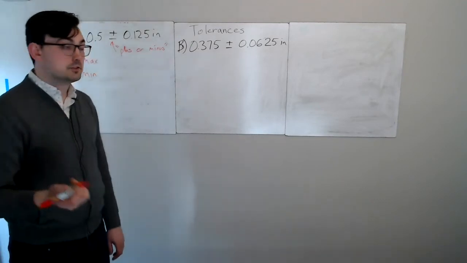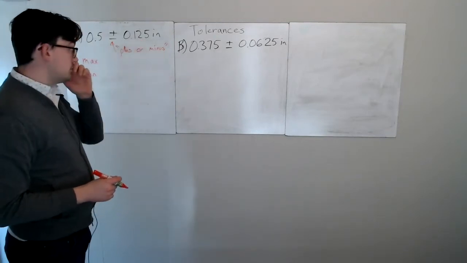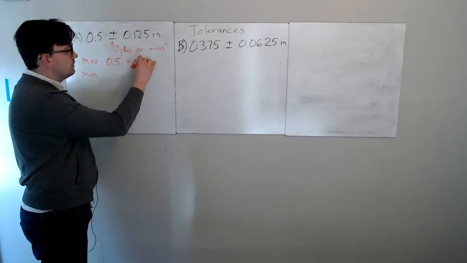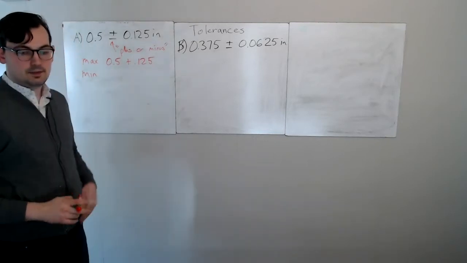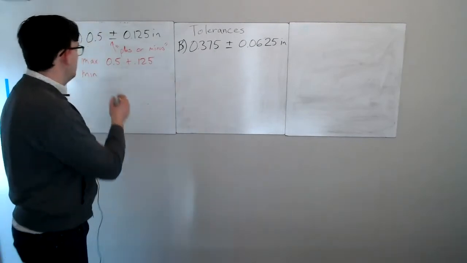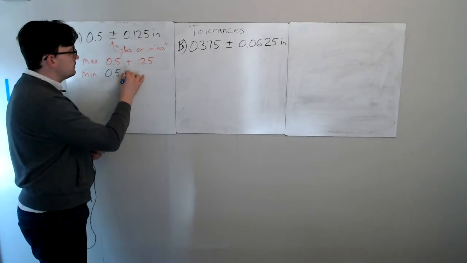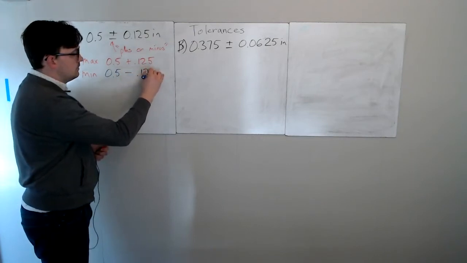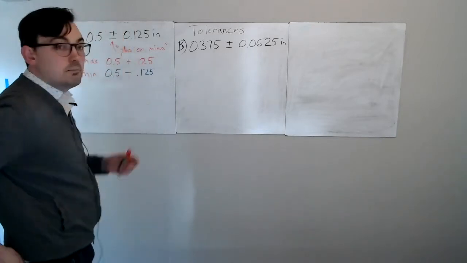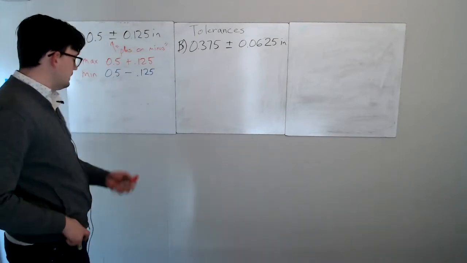So our max dimension we'll get from taking our ideal dimension and then adding the tolerance. So that's our first one. So our first one is going to be 0.5 plus 0.125. And our second dimension, our small dimension, is going to be 0.5 minus 0.125. So we're going to calculate those two separately. So let's do our max dimension first, because I think addition's often easier.